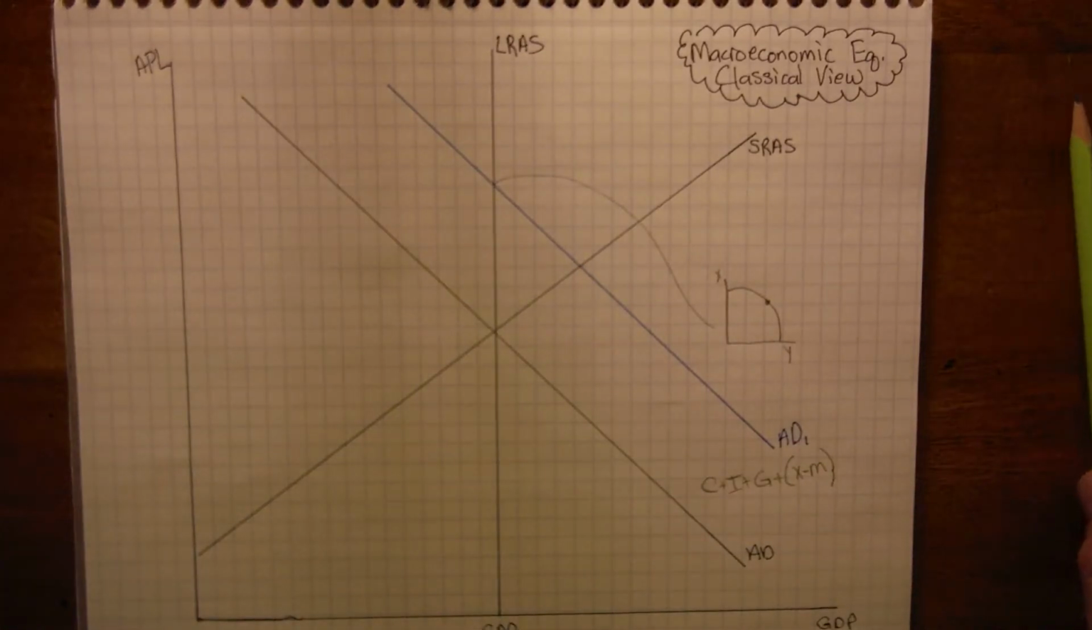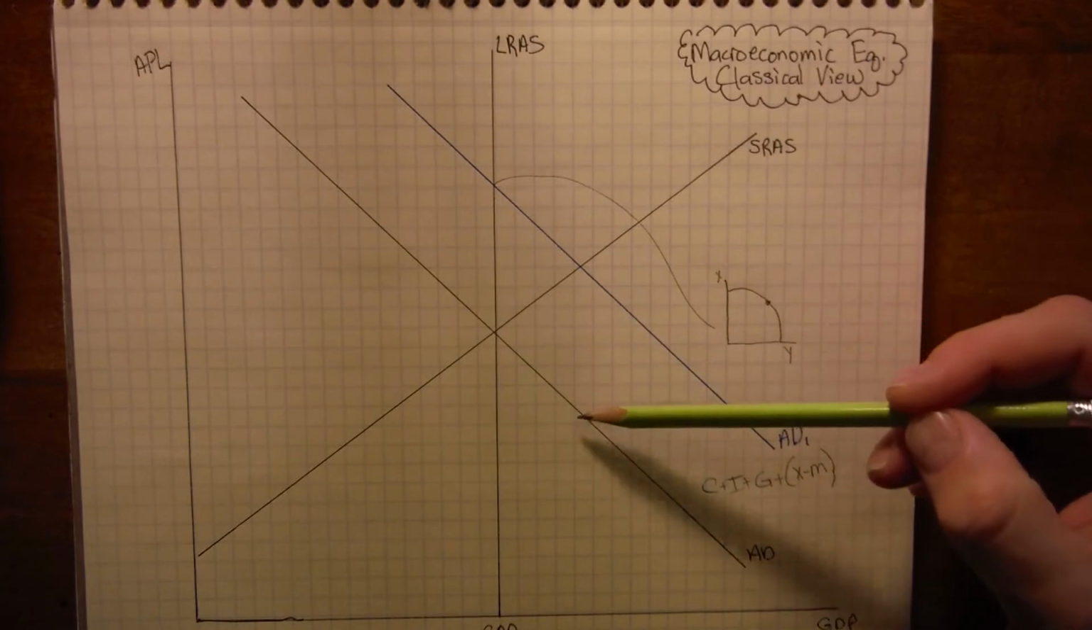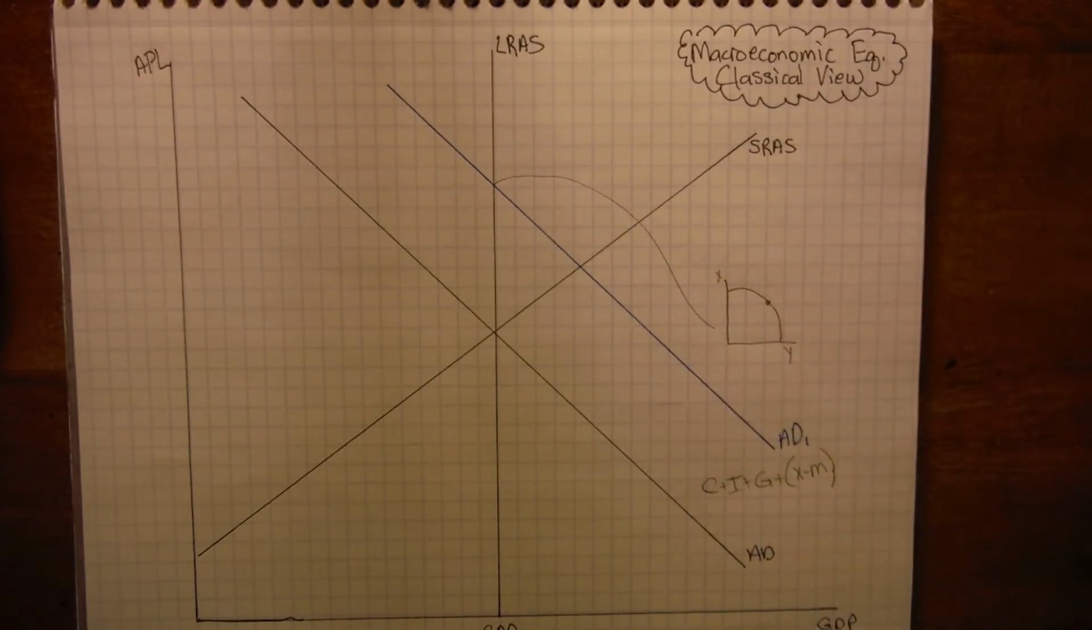Okay, so we're back with the model of the macroeconomic equilibrium in the classical view, and here I've drawn an aggregate demand curve that has been shifted to the right of the original aggregate demand curve. Any number of reasons the aggregate demand curve could have shifted to the right. Maybe increases in minimum wage required by law.